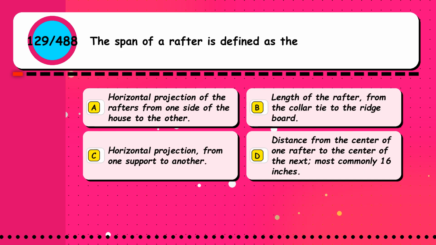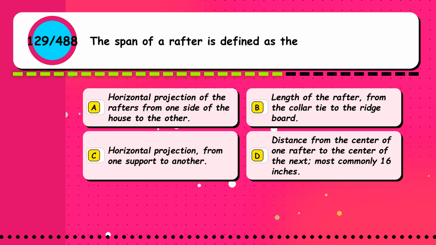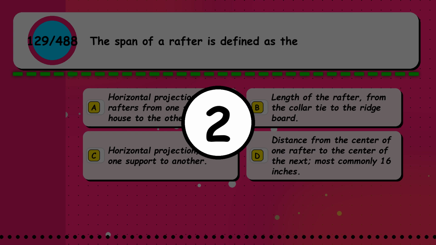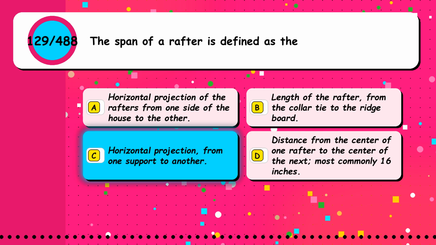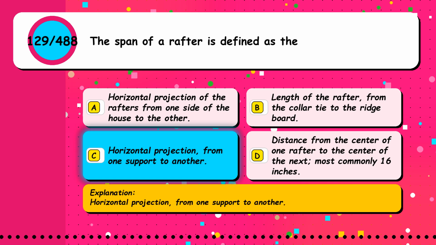Question 129. The span of a rafter is defined as the: option A, horizontal projection of the rafters from one side of the house to the other. Option B, length of the rafter, from the collar tie to the ridge board. Option C, horizontal projection, from one support to another. Option D, distance from the center of one rafter to the center of the next, most commonly 16 inches. The correct answer is option C, horizontal projection, from one support to another.